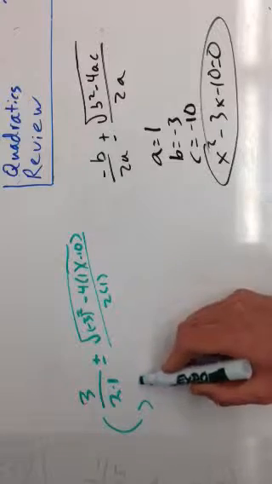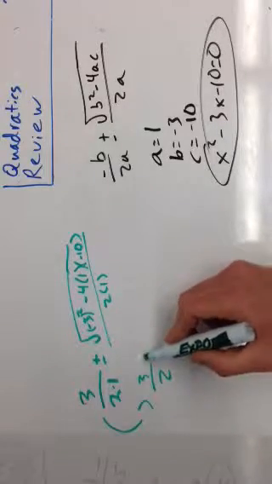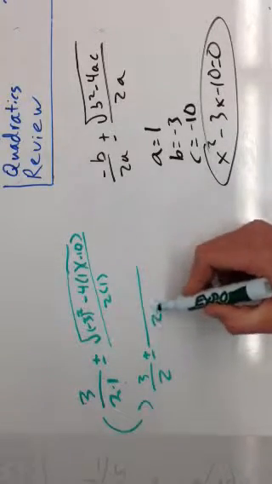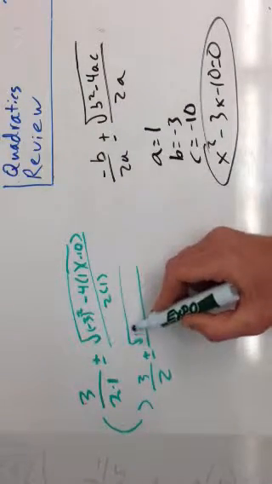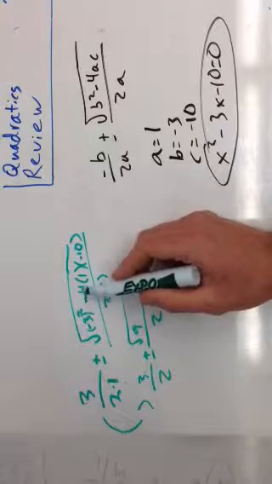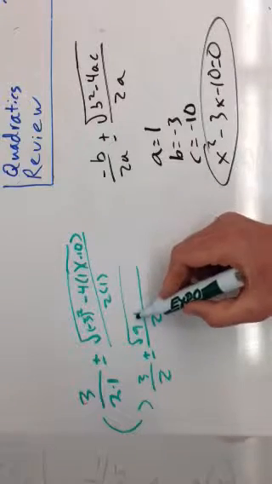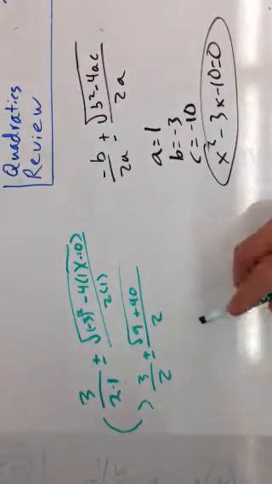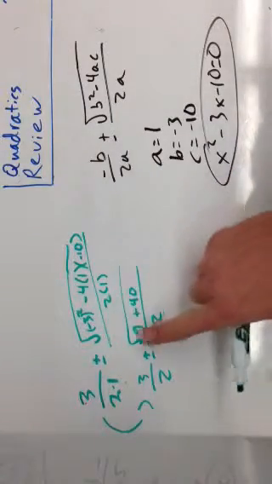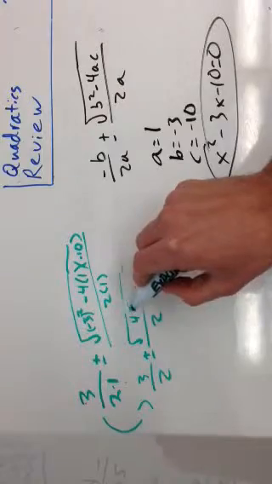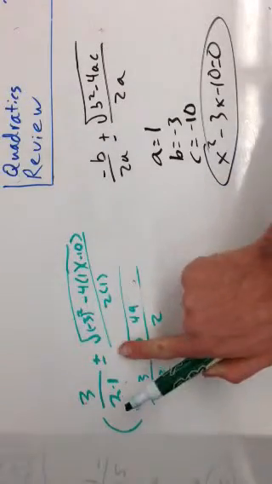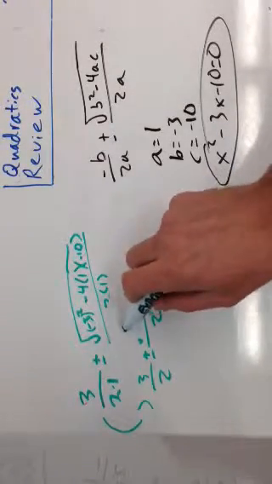So now I'm going to look for things that can simplify. Okay. I have 3 halves here, plus or minus. The bottom part there is 2. I have negative 3 squared, which is a positive 9. And a negative 4 times 1 times a negative 10 is a positive 40. So that's what that simplifies to. And 9 plus 40 is 49. And the square root of 49 is 7.